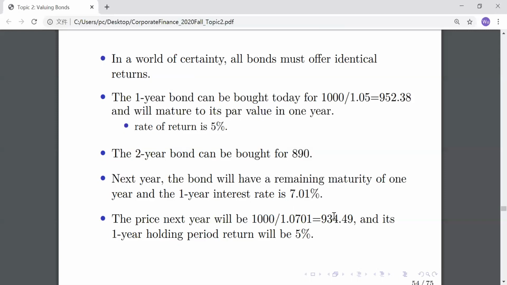Now use this 934.49 minus this 890, and you will get 5%. So now you can see the 1 year holding period return will be 5%. So this is kind of the idea.